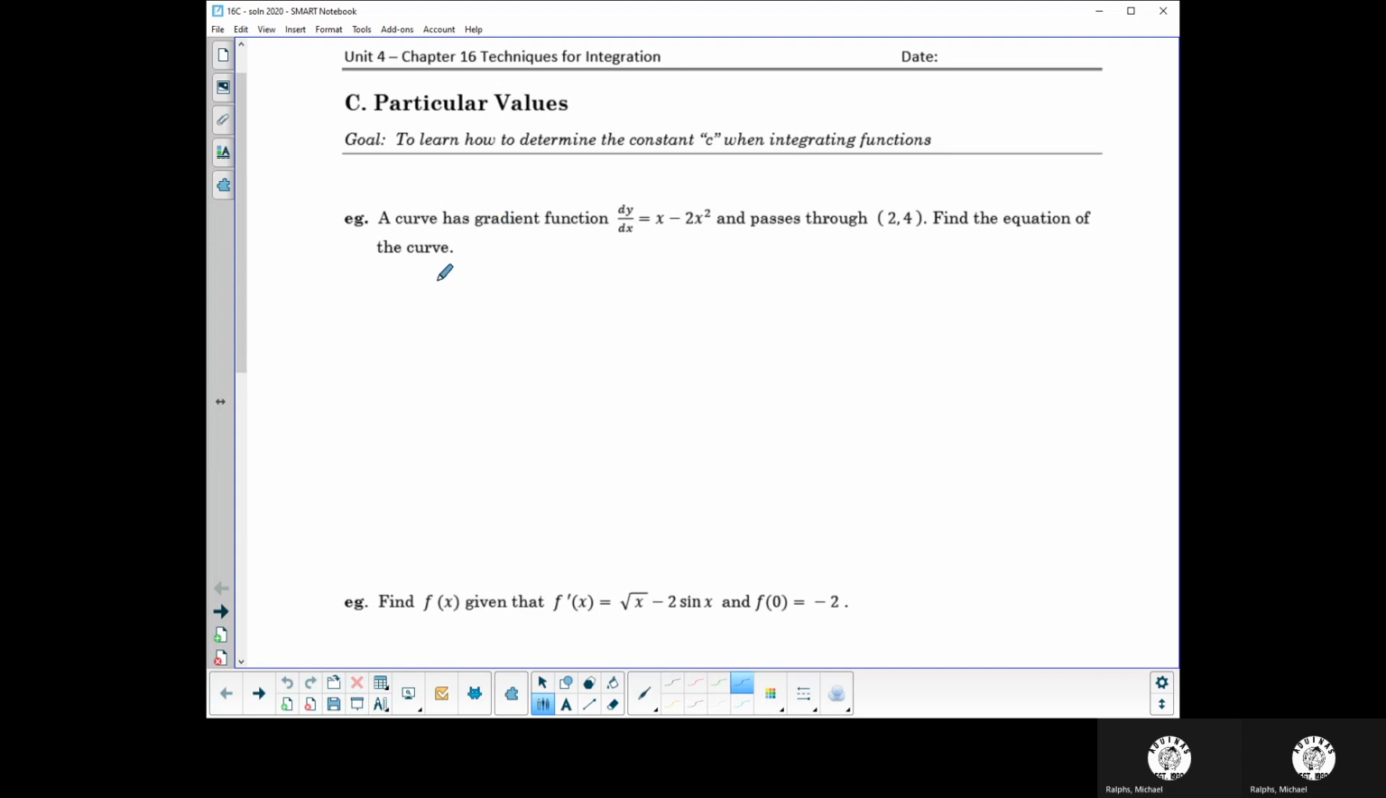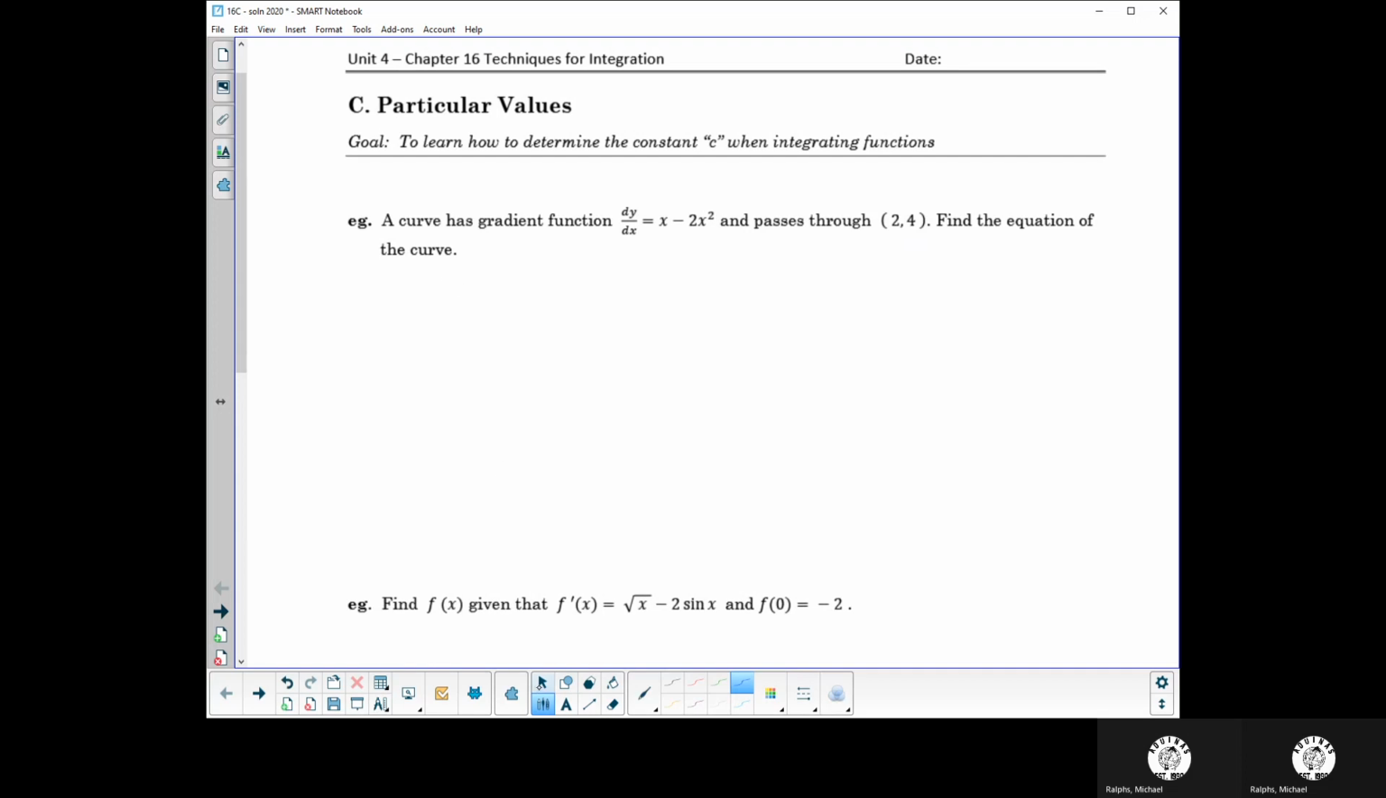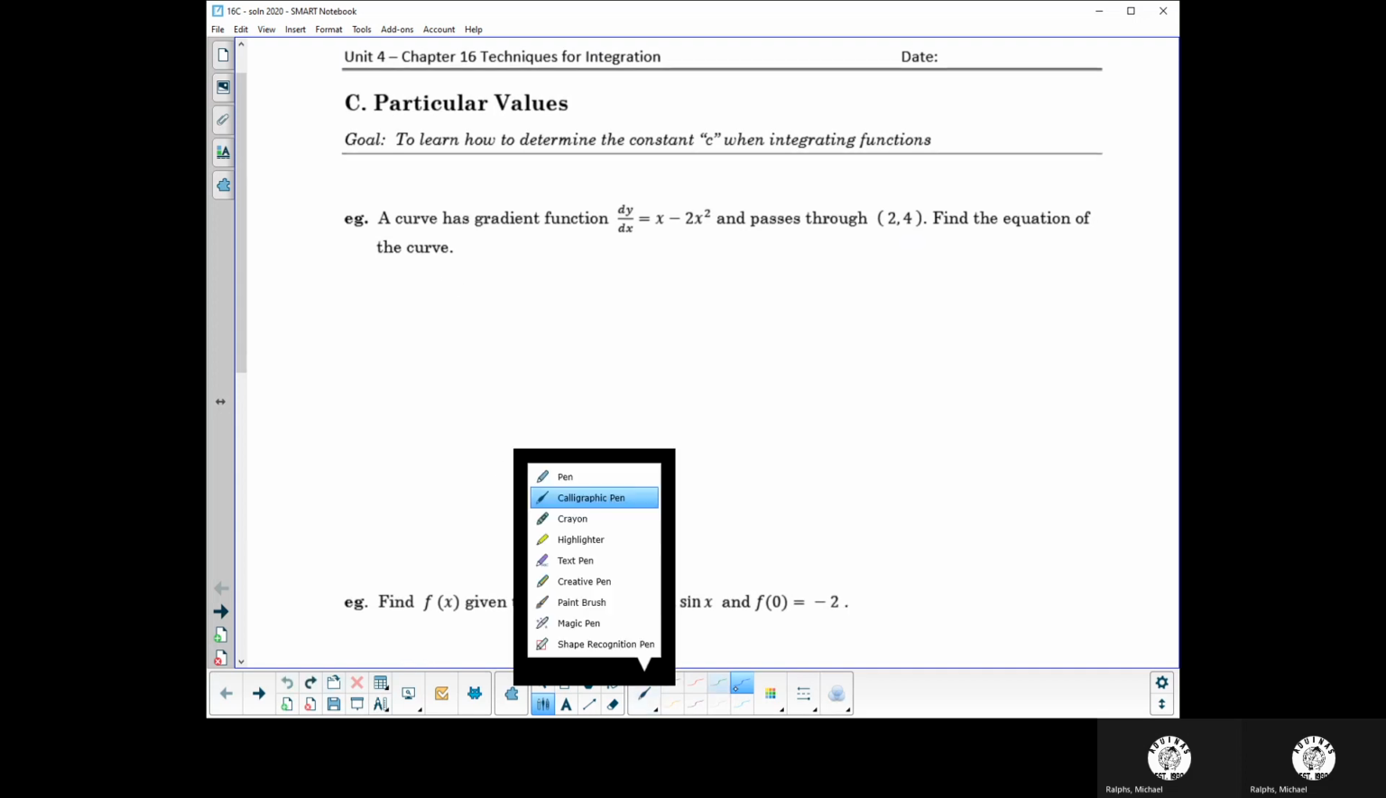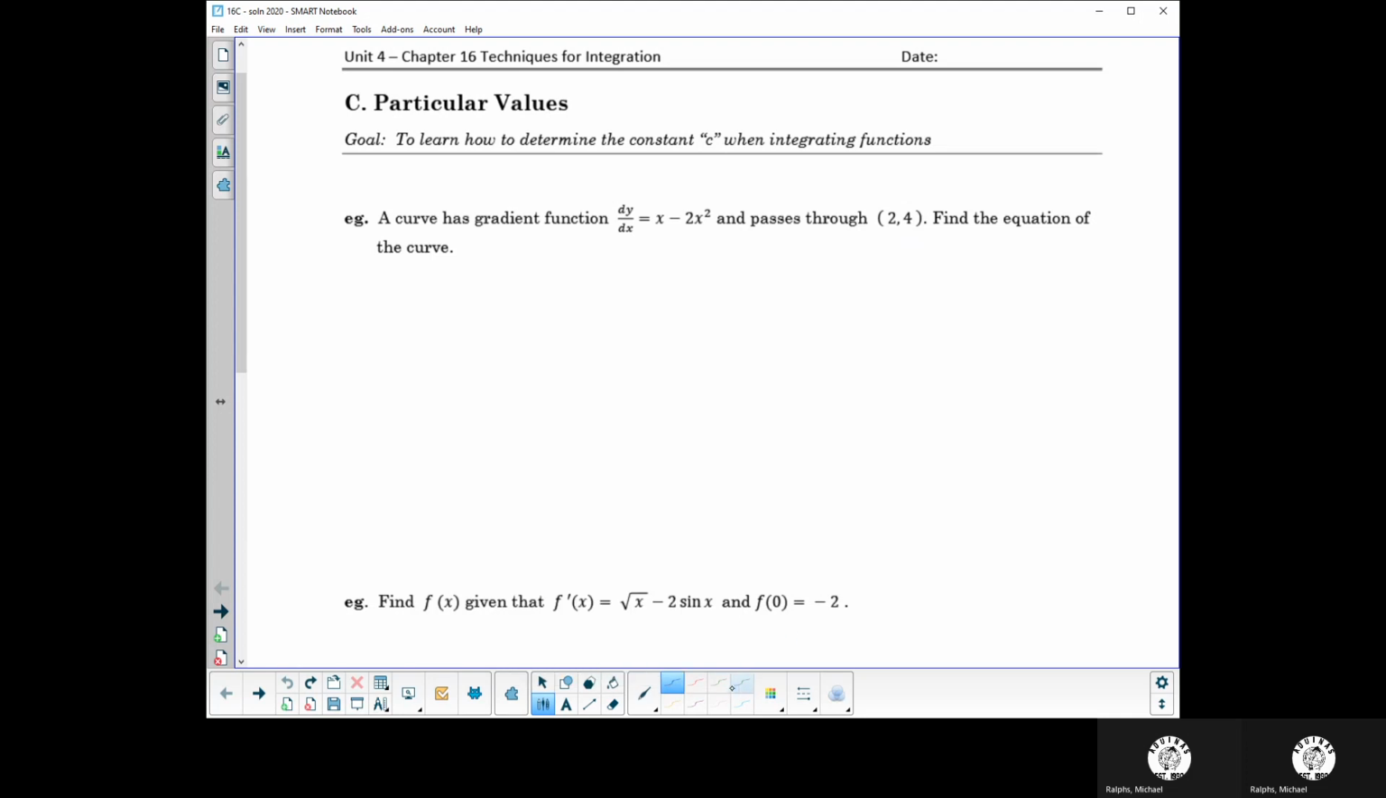So we know that y, oops, I should probably select the pen. There we go. So y is going to be the integral of dy by dx dx. So it's the integral of the gradient function with respect to x. And then we just substitute that function that we're given in. We need that dx there for the notation. And then we just find the antiderivatives of each of those terms.